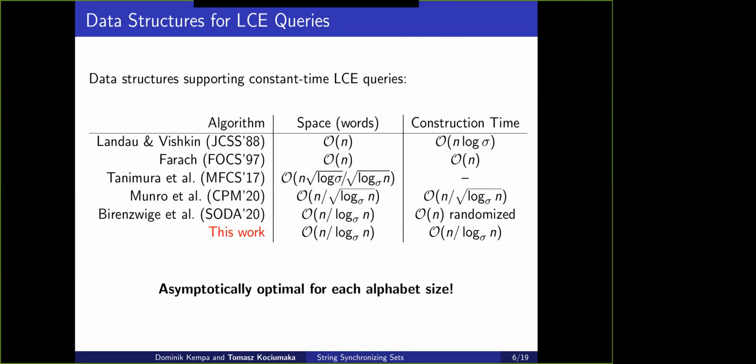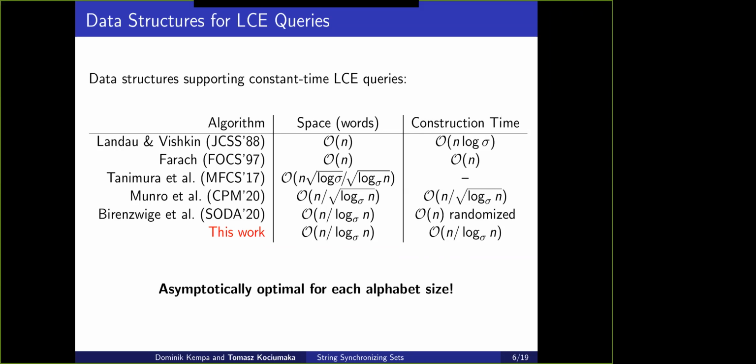And here our contribution is a fully optimal data structure. So we have constant time, n log sigma bits of space, and n over log base sigma n construction time, which is necessary already just to read the input, for example. So here the improvement upon the work of Bille and others is just the construction time, but we managed to get a fully optimal data structure.